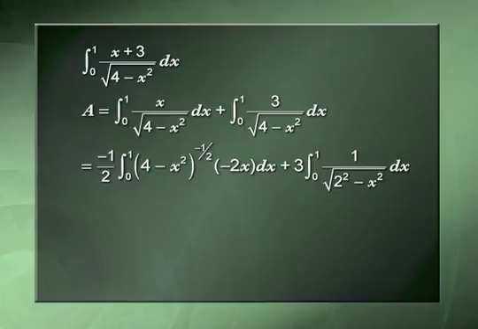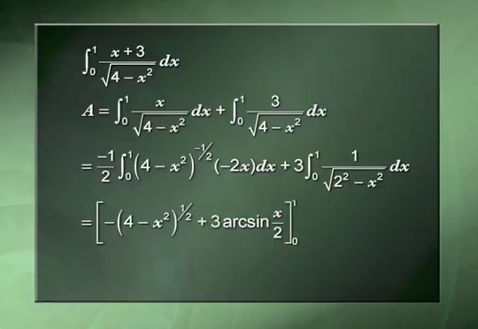Good. Let's keep going. We now anti-differentiate the first one. We get 4 minus x squared to the 1/2 power divided by 1/2, and that cancels with the 1/2 out front, and we're left just with minus 4 minus x squared to the 1/2 power. And the second one, as I said earlier, is arcsine x over 2 times the 3 that's sitting out in front of the integral sign. Okay, that was a lot of work, some heavy lifting there.